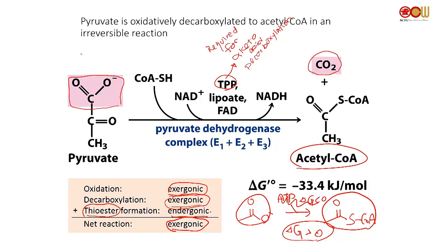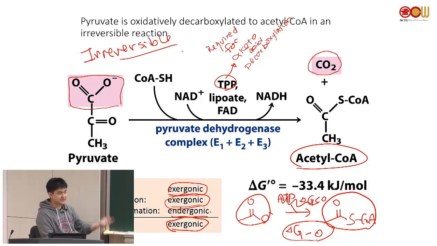This guy is irreversible. Okay, at least for most organisms. There are organisms that can turn acetyl-CoA back to pyruvate, but not using this complex. Okay, not using this enzyme. Right, because if you can do that, that would be really cool. Okay, so, you know, for our purpose, this guy is irreversible.